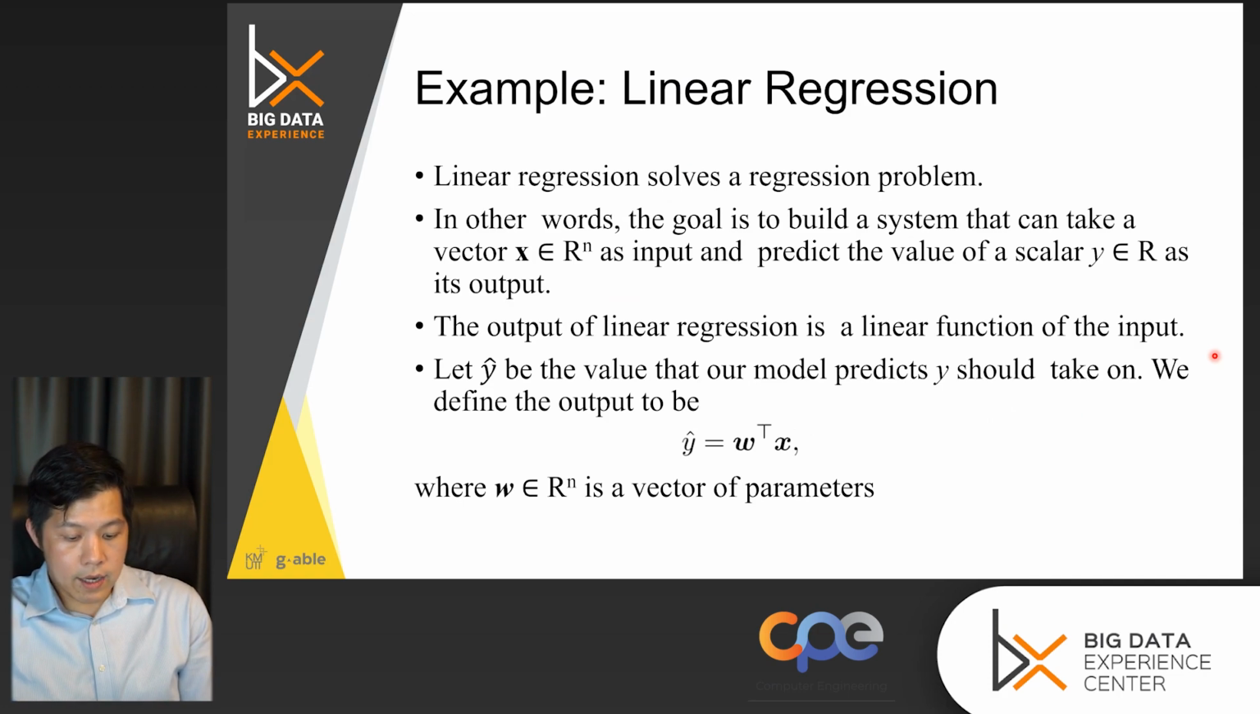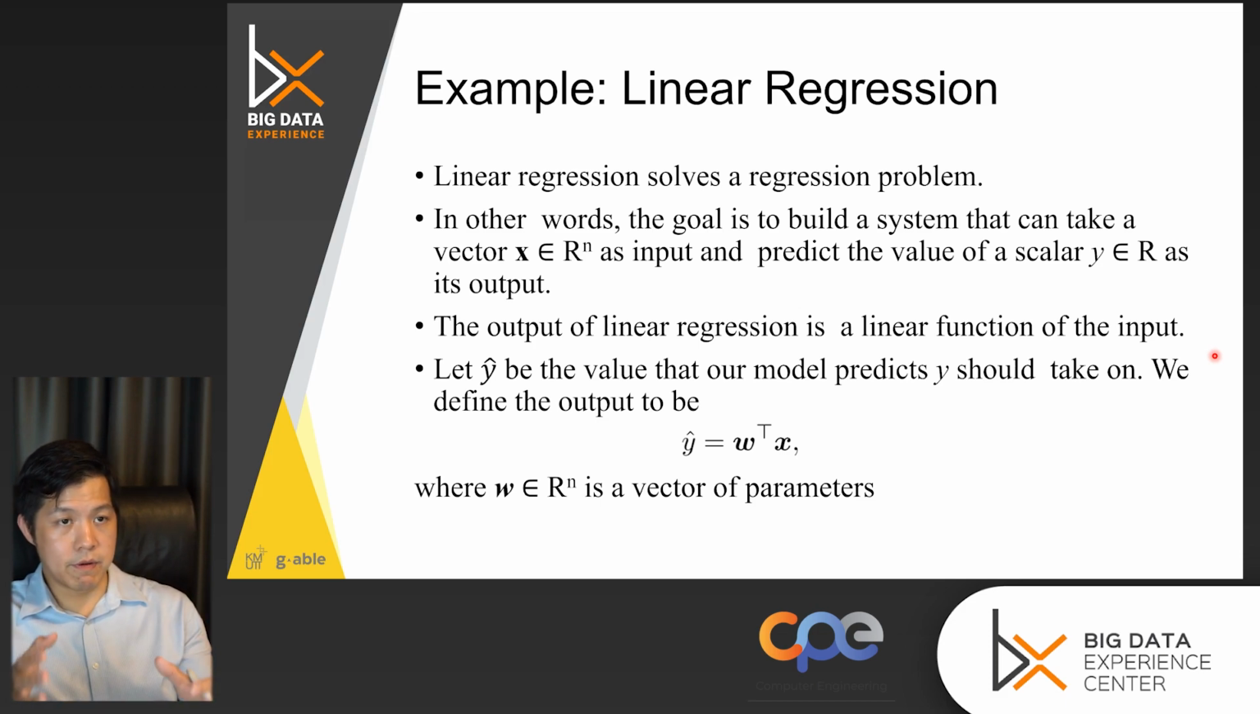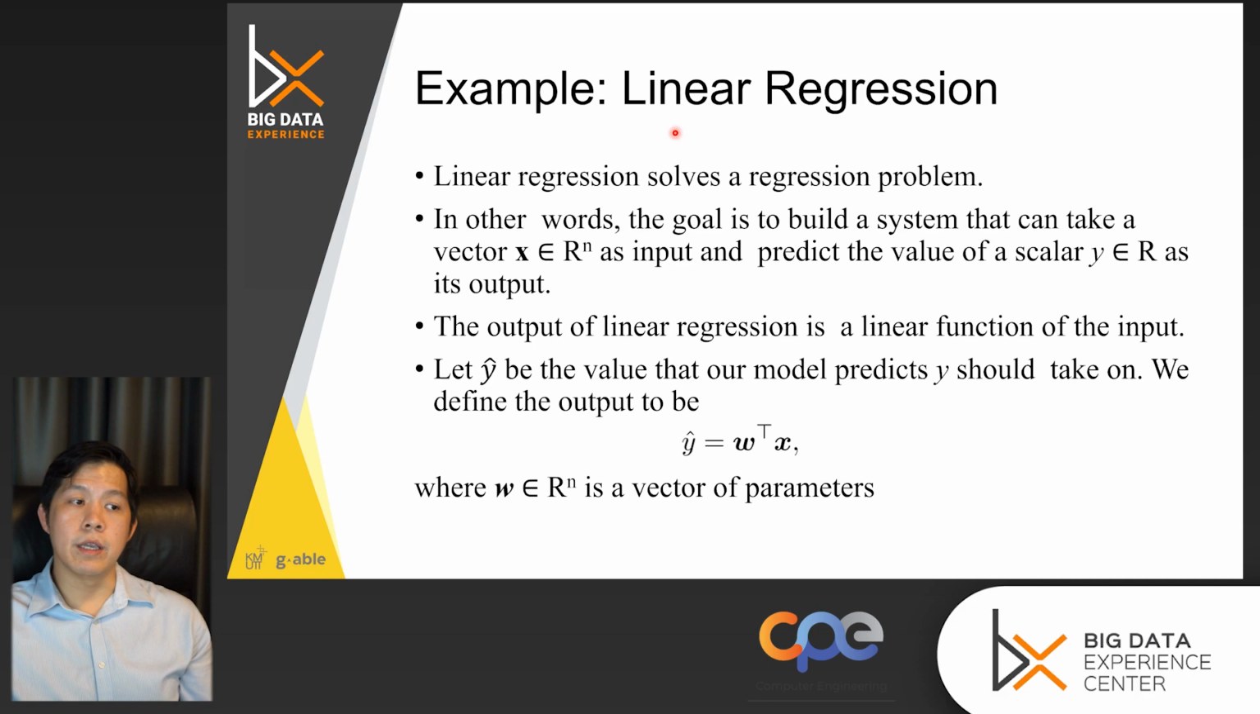Right. Let's take a look at some examples of problems and see the tasks. Let's see what is the task, what is the performance, and what is the experience that needs to be given in order to perform machine learning in this respect. Let's start with simple linear regression. The idea of linear regression is to solve a regression problem. That is, you have the data set and you want to explain y given x. You want to explain the output with respect to the input. So the idea here is to build a system that takes in vector x as input and predicts the scalar value y, right? So that means the output would be a linear function of the input. That's for linear regression.